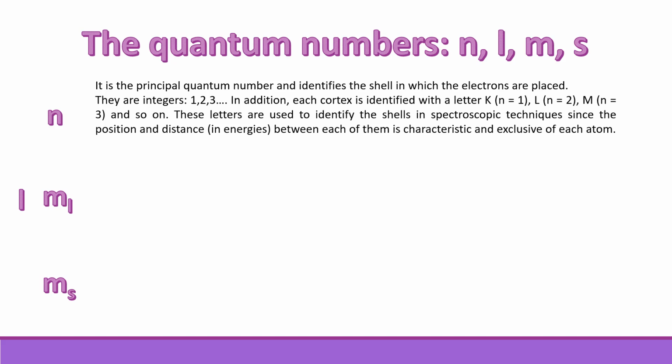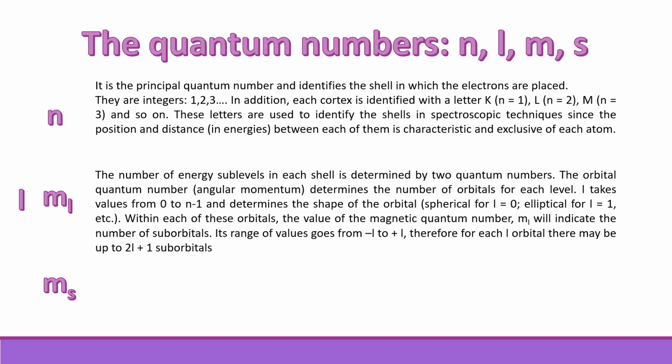Yeah, as said, the position of the different shells is characteristic, a fingerprint of the atom. It's exclusive to each atom. It's going to be a very useful tool to identify and determine the composition of materials. Then we go to the number of energy levels in each of these shells. The number of orbitals within any of these shells is defined by two quantum numbers. The orbital quantum number, the angular momentum, determines the number of orbitals for each level.